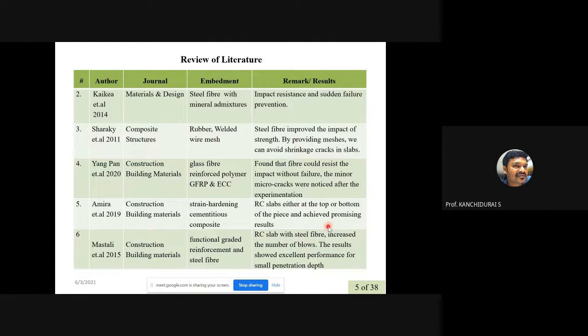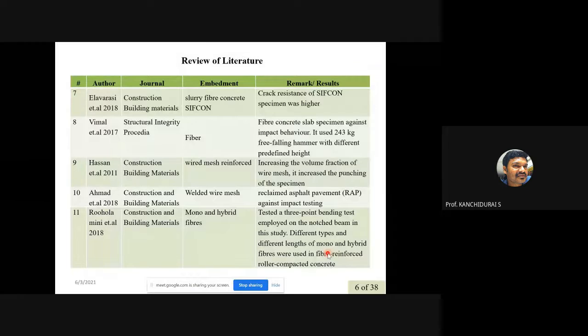Mastani et al. used functionally graded reinforcement, where the coarse aggregate grading is made by functionally graded reinforcement, with steel fibers additionally used. The RC slab with steel fiber showed an increased number of blows and excellent performance. Similarly, Elavarasi et al. used slurry infiltrated fiber concrete, and the crack resistance was found to be higher.